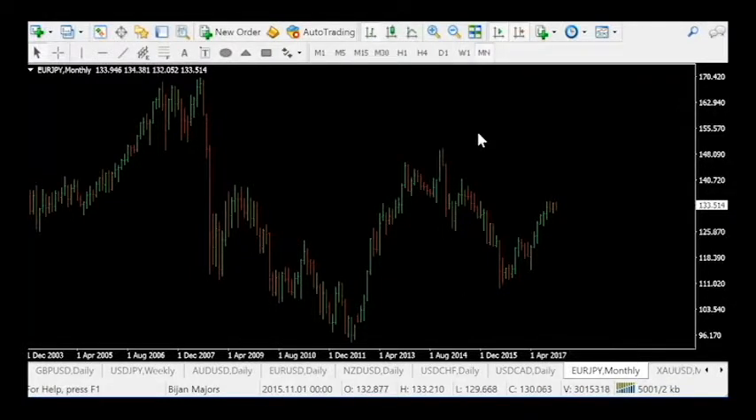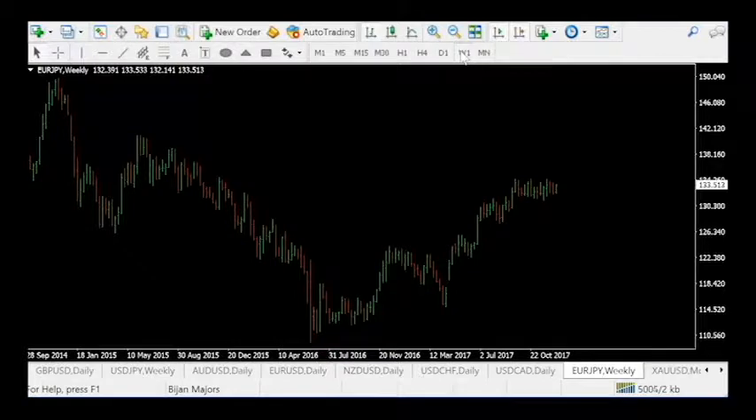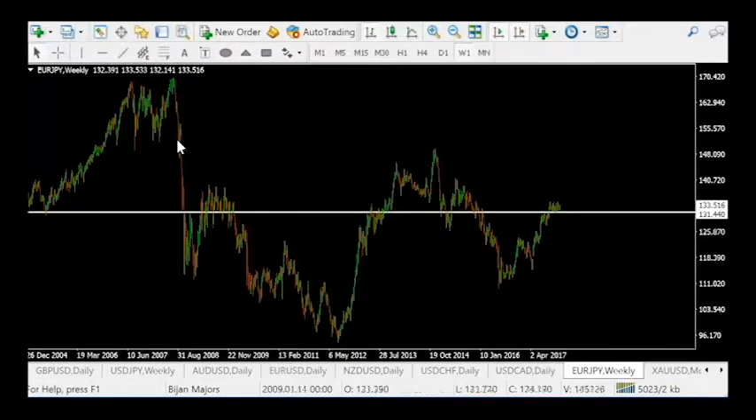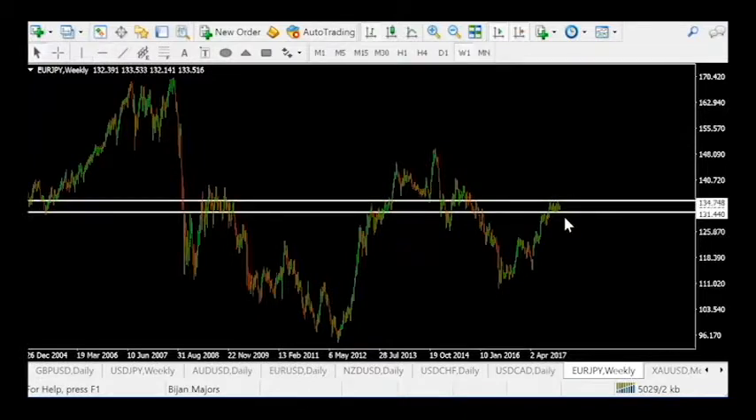Euro Japanese. The Euro Japanese is pretty much the same thing at the moment. As I said, look, let's see if we can put some levels there. There is one here. Yep, there are two there. It's stuck in there, and then we just put it up there.